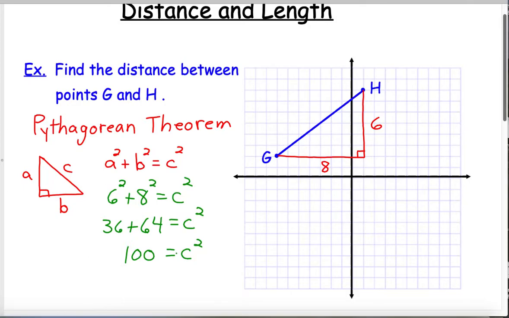So what we do is we take the square root of both sides to undo the square, and the positive root of 100 is 10, and the square root of C squared, since C is a positive number, it's a length, that just equals C. So this tells me that my missing side length in this triangle is 10, and so that's the distance between points G and H. There's no units on this problem, so it's just 10. Now, that's how you do it geometrically.